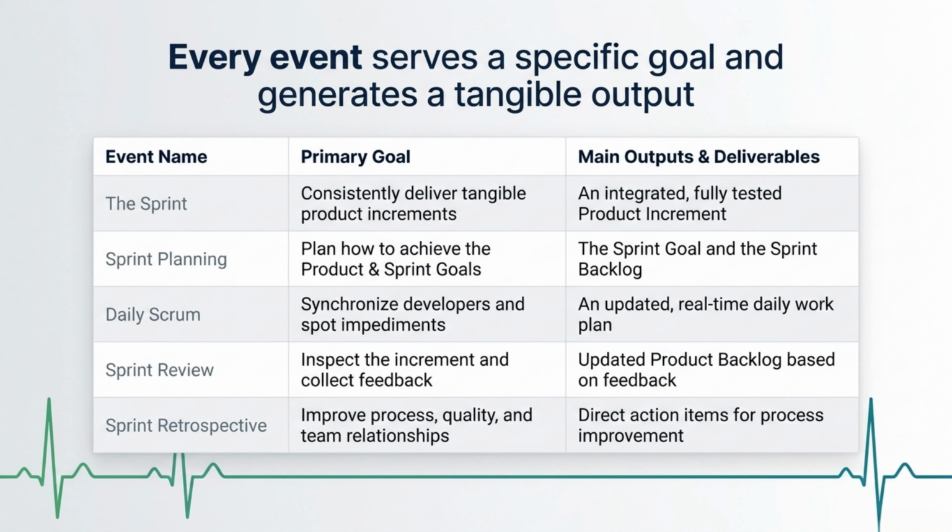So why is this engine so incredibly efficient? It's because every single event systematically eliminates downstream waste. How? Well, every event is tied to a mandatory physical output. You aren't just in a room chatting. Sprint planning generates the sprint goal and the sprint backlog. The daily scrum outputs an updated, real-time daily work plan. The sprint review results in an updated product backlog driven by actual customer feedback. And the retrospective? It doesn't just result in a list of complaints. It generates direct actionable items for process improvement for the very next sprint. You are getting tangible value every single step of the way.